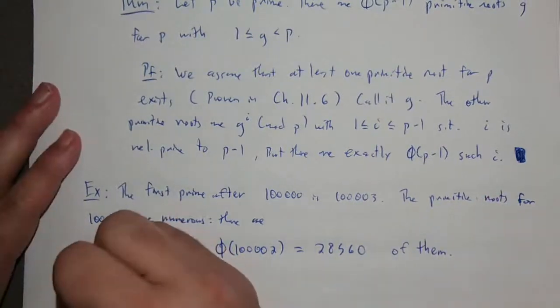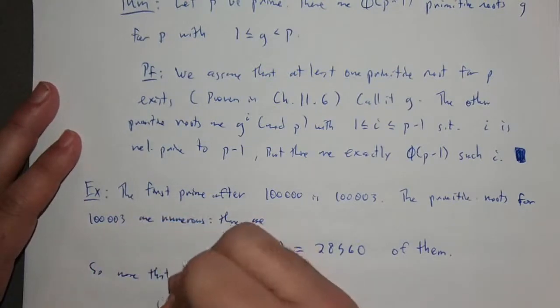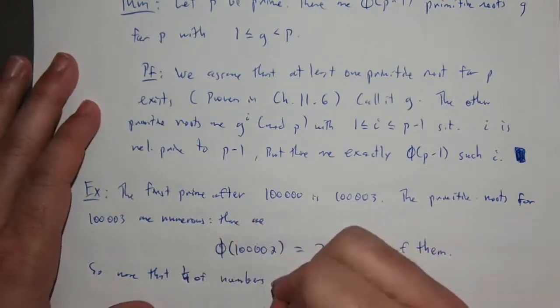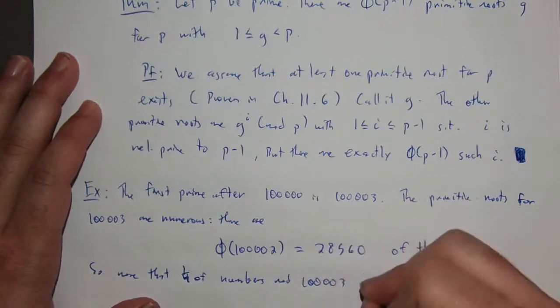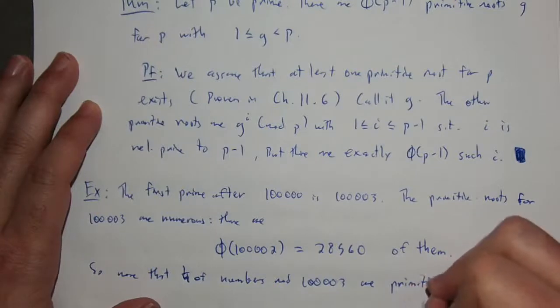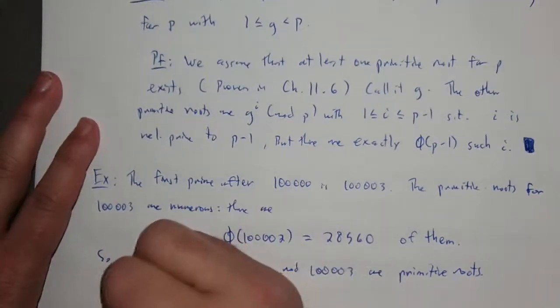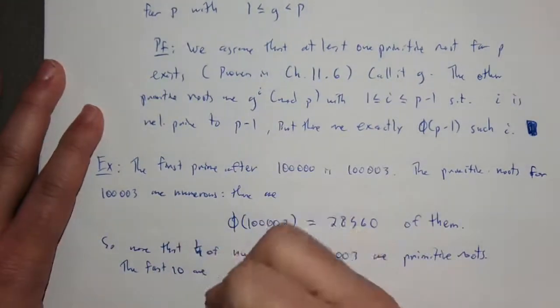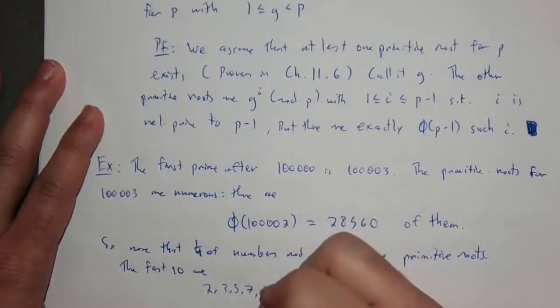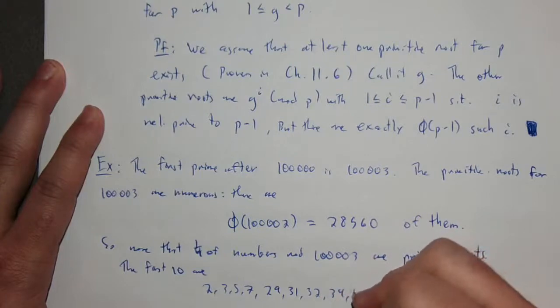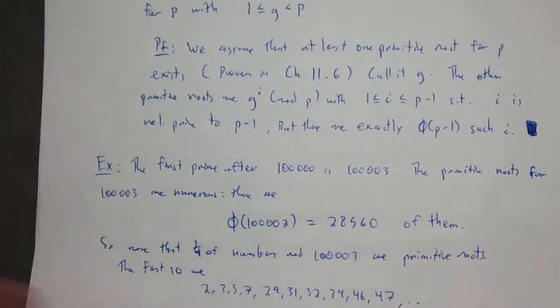All right, so more than 1/4 of numbers mod 100,003 are primitive roots. So the first 10 are 2, 3, 5, 7, 29, 31, 32, 34, 46, and 47. Okay. All right.